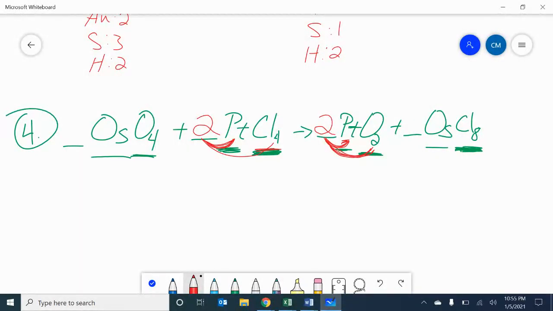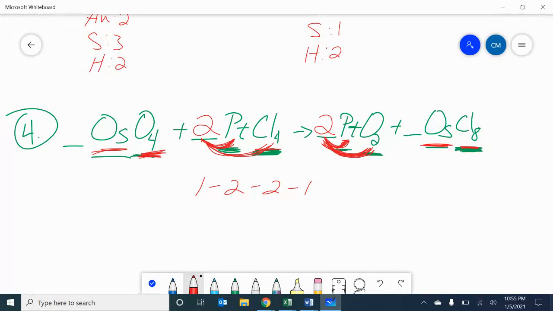So 4 O's on the right. How many on the left? 4. Okay. That means my chain reaction has stopped for the moment. So let's just double check some things. I still have 1 Os and 1 Os. I have 4 oxygens, and I made 4 oxygens, doubling my compound. I made 2 Pts, and I made 2 Pts, so they're balanced. I've got 2 times 4, 8 chlorines, and I already had 8 chlorines. All right, so there we go. So that's a 1, 2, 2, 1 as far as coefficients go, and my equation is balanced.